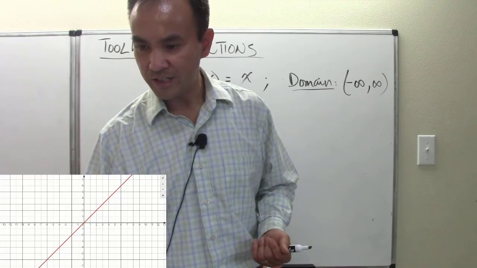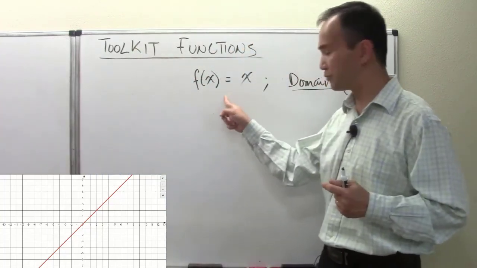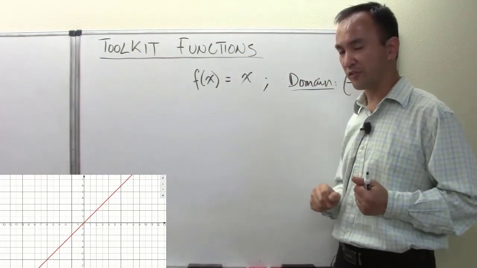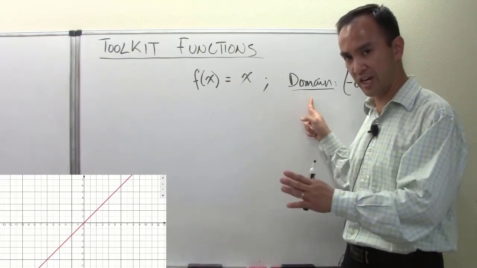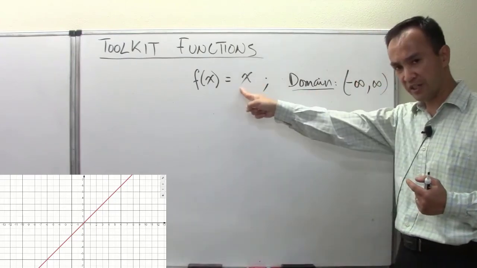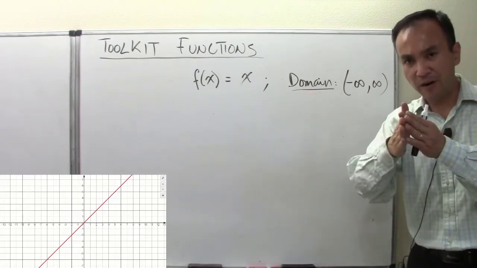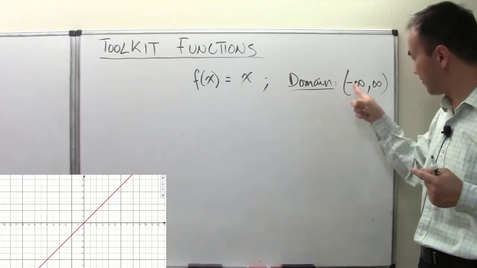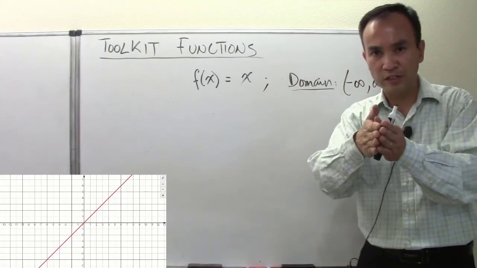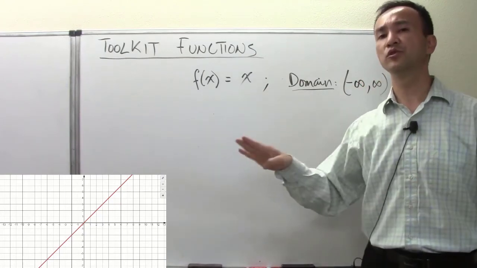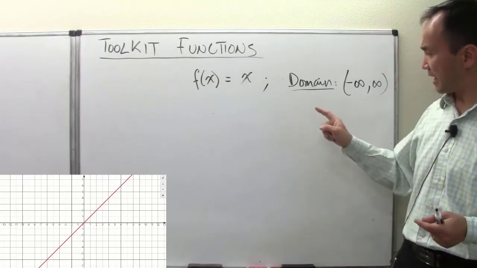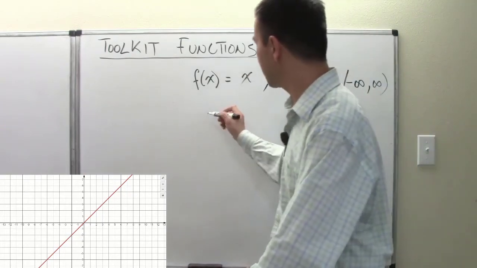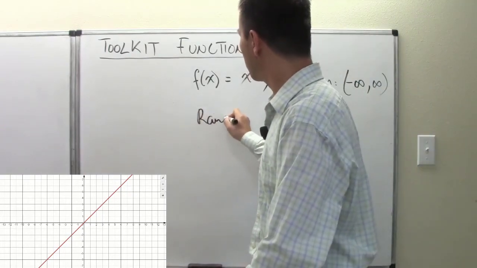So here is the graph for this particular identity function. It was already agreed that the domain for this toolkit function, the horizontal spread of the graph, is anywhere from -infinity to infinity. But we're done talking about that at this point. Now let's look for the range for this toolkit function.